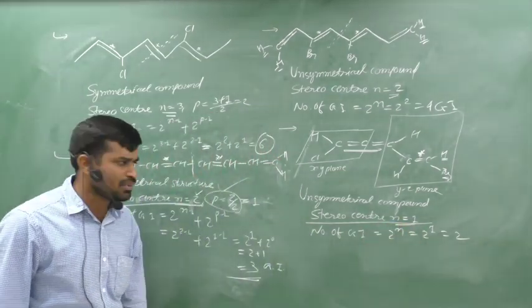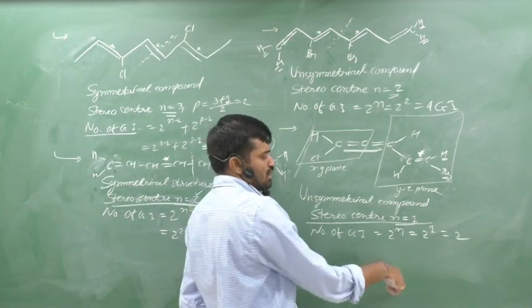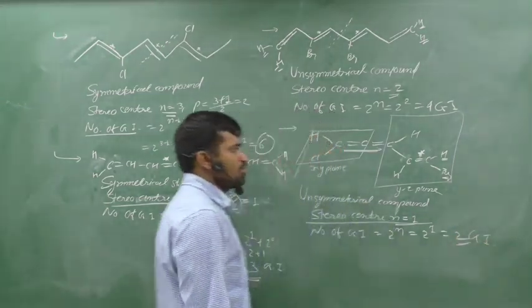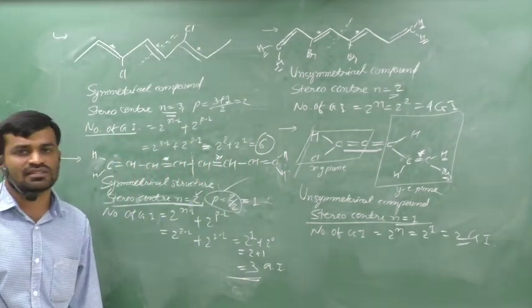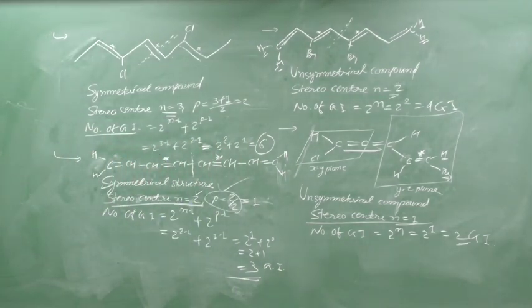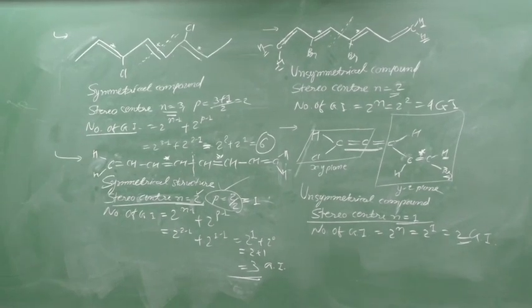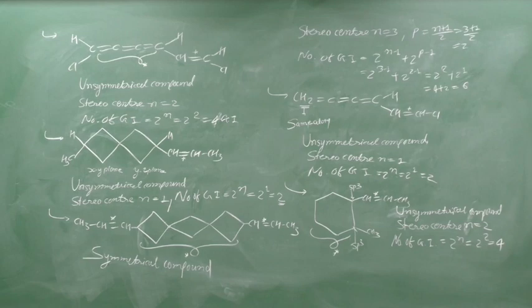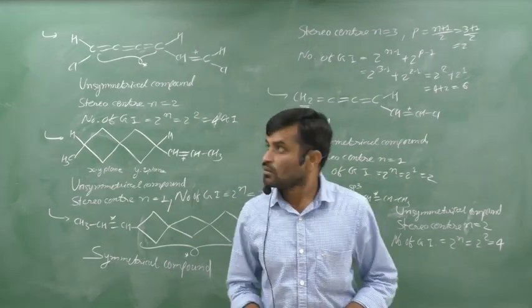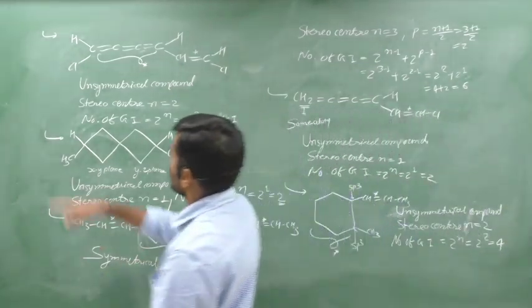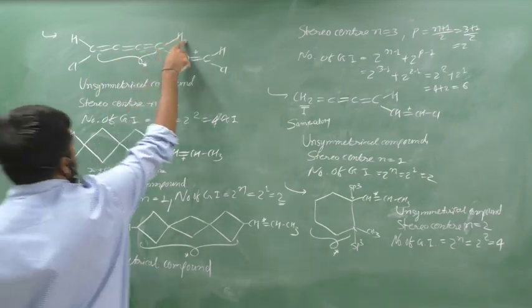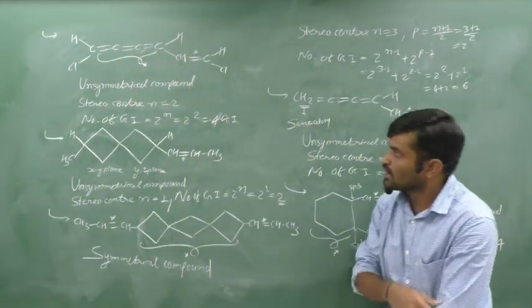For an unsymmetrical compound, the number of GI is equal to 2 raised to n. n is equal to 1, so 2 raised to 1 is equal to 2. Two geometrical isomers are possible for this compound. Next example. The example is like that: HCCl double bond C, double bond C, double bond C, HCH double bond C, H and Cl.